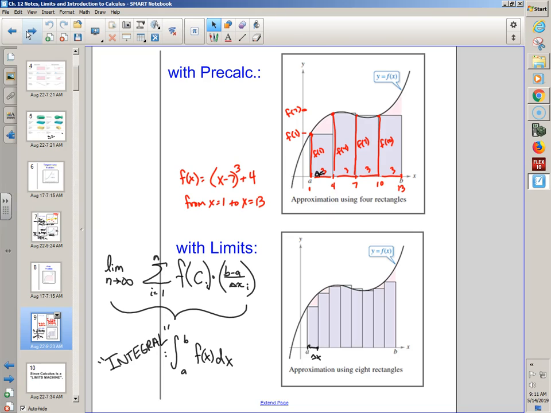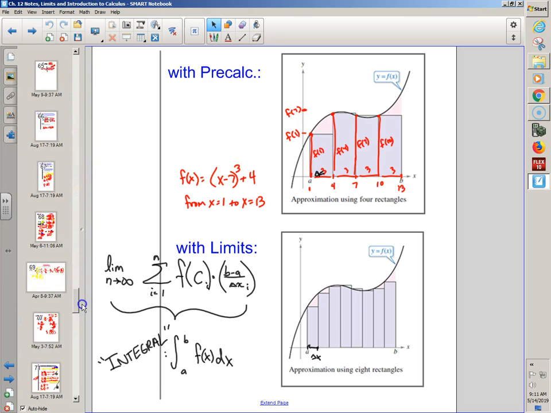An approximation would be like maybe 4 rectangles or maybe 8 or maybe 16. But the calculus says, oh, we can keep that going. We can fit in more and more and more rectangles. And I wrote this little sigma way back in the very beginning of chapter 12, when you guys were still little babies of calculus. And you're still kind of, but not as bad as you were at the beginning.